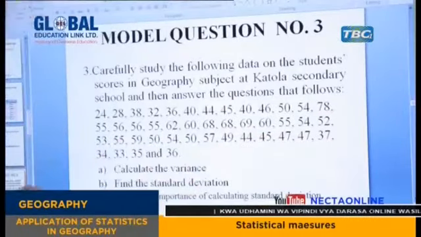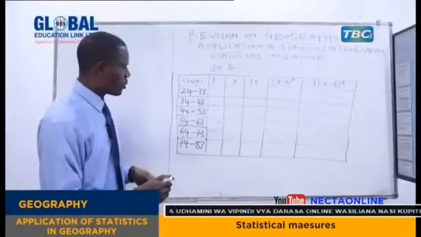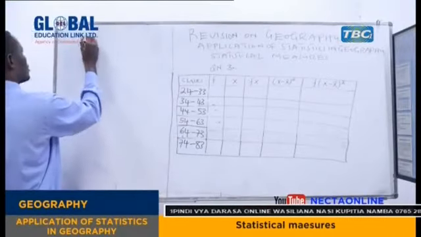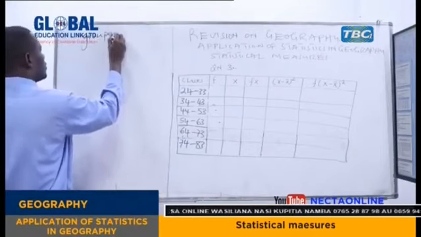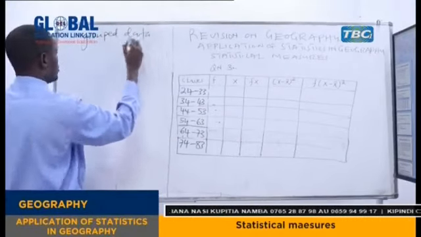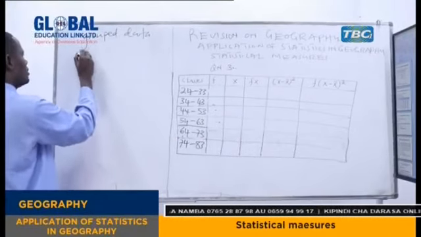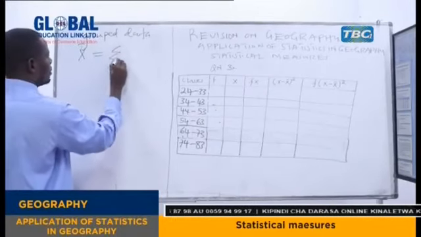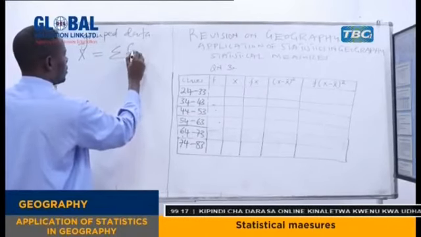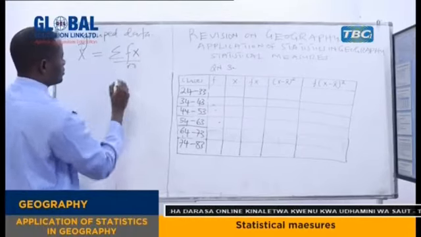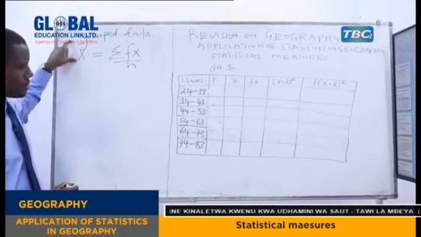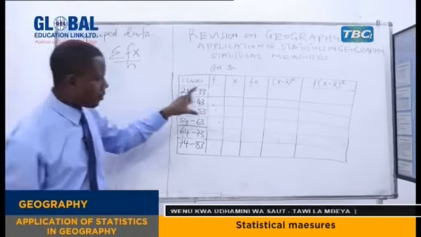So what do we do before we start solving anything? We just recall about the grouped data. Just recall the formula for finding the mean for grouped data. We said x bar is equal to the summation of fx, then you divide by n. And then over there we'll be having the mean, because remember we have established the column over there.